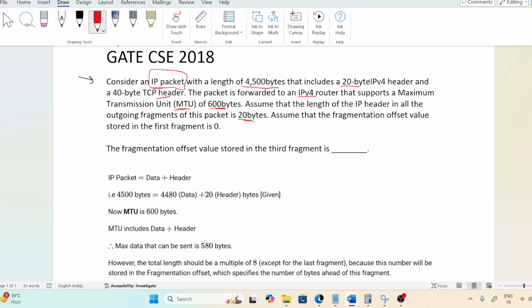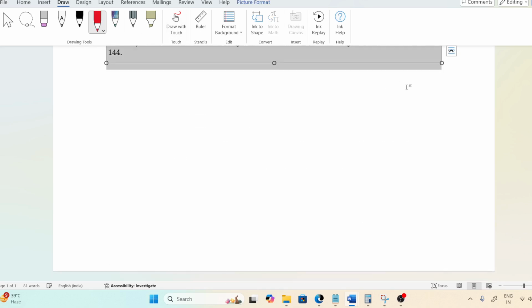Assume the offset value stored in the first fragment. The offset value of the first fragment is 0. You have to tell what is the fragmentation offset value of the third fragment. Let's understand the question first. So before moving ahead, let's understand the question here.